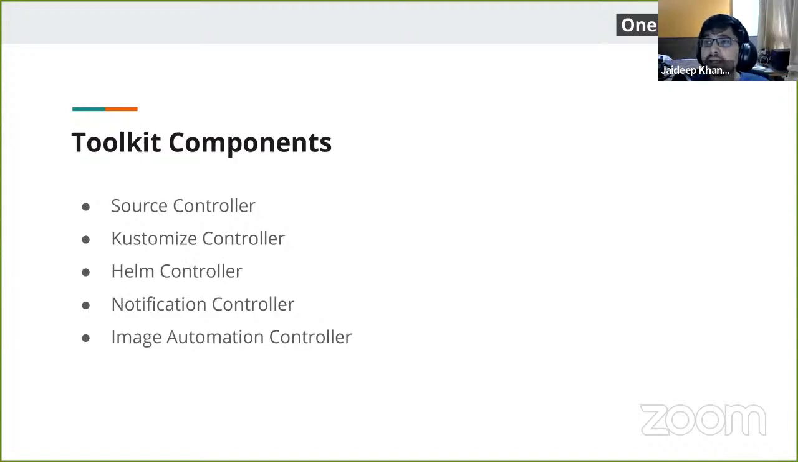So what are the GitOps toolkit components? There is a source controller, a kustomize controller, Helm controller, notification controller, and image automation controller. We will talk about this in a very brief manner, like what exactly each component does.